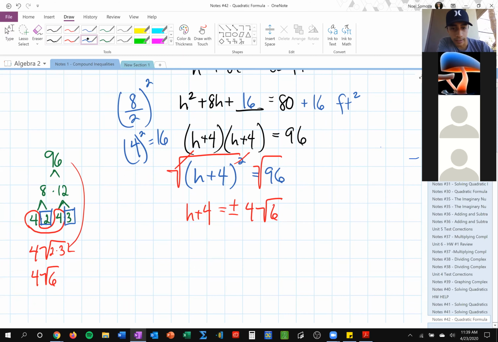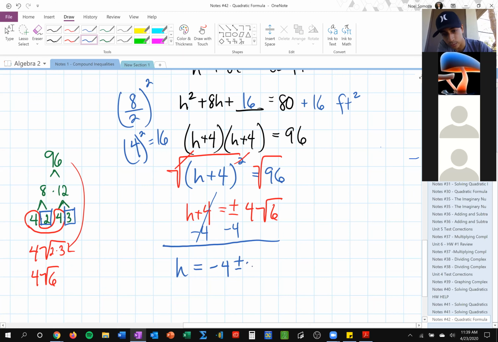Okay. And now we're almost done. Subtract 4 from both sides. The 4 will cancel, and you're left with h is equal to, remember that this 4, the one in blue, and the 4 that's in red, those cannot be combined because they are not like terms. The 4 in red has a square root of 6. The 4 in blue does not. So they have to stay separate. So what you have is negative 4 plus or minus 4 root 6.